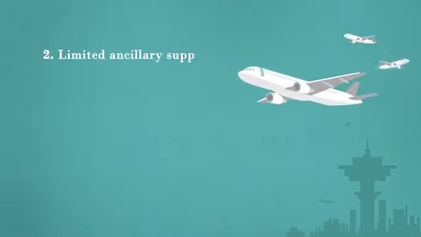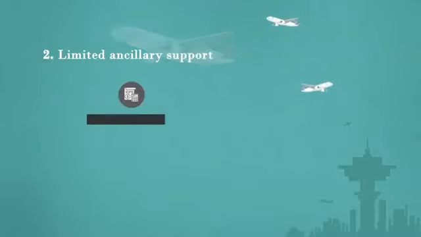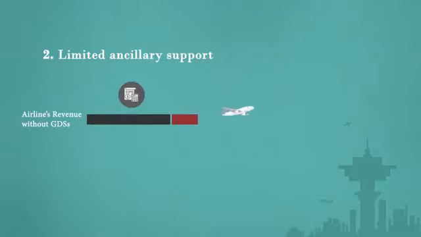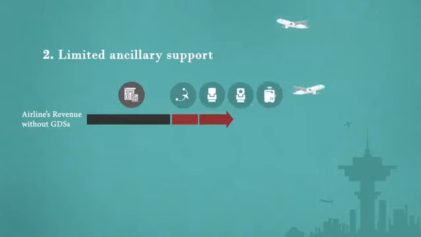Second, limited ancillary support. Airlines receive very thin margins in the sale of their core services, carrying people from point A to point B. The main source of profit for many airlines is allowing you to choose seats, upgrade a class, take more luggage, get priority boarding, or order a better meal.